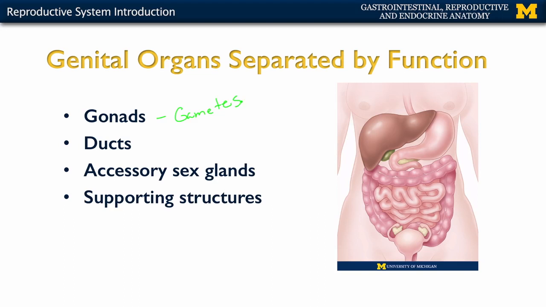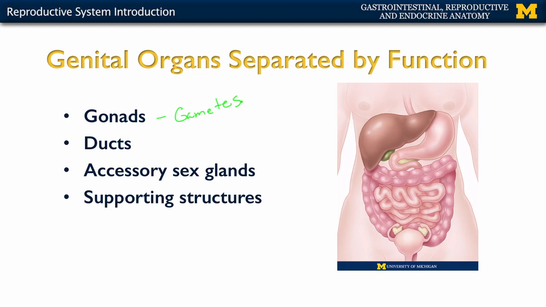And so when we're talking about gonads for the female, we're talking about the ovaries. And when we're talking about gonads for the males, we're talking about the testes. So we'll talk about these in more specifics individually as we move on. Both male and female reproductive anatomy include a system of ducts. This is particularly more frequent when we're talking about the male anatomy.